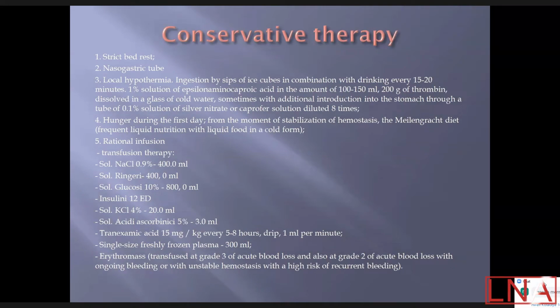What does conservative treatment mean? You must always start with conservative treatment. Conservative treatment means strict bed rest, nasogastric tube, local hypothermia, hunger during the first day from the moment of stabilization of hemostasis. Next, rational infusion and transfusion therapy. It means colloid, crystalloid, electrolyte solutions, and hemostatic therapy. Yes, you may also use components of blood, plasma, erythromass.